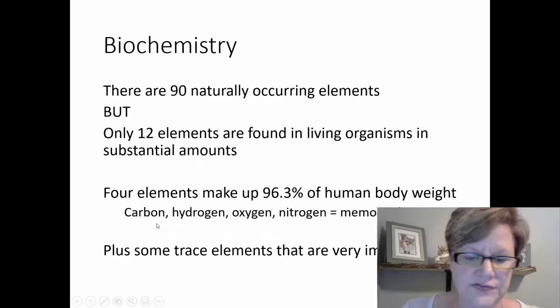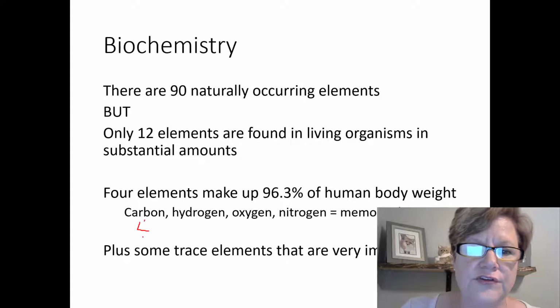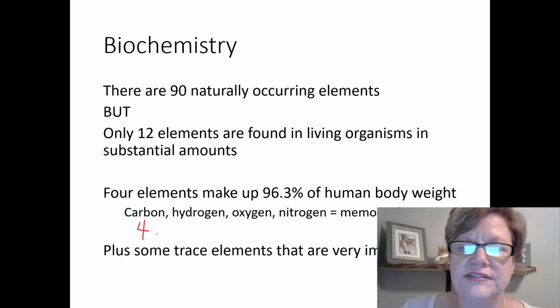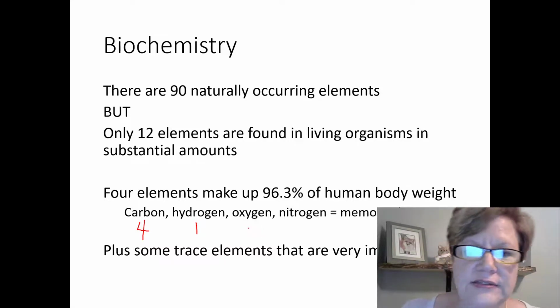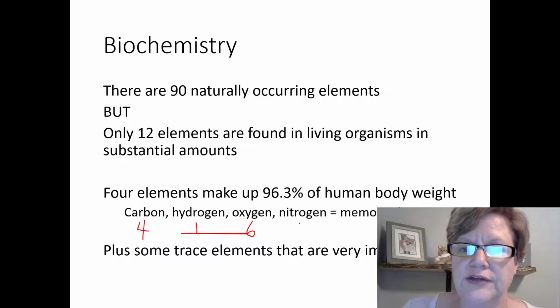Carbon has 4 electrons in its valence shell, sorry about my dog barking, and it wants 8, but it has 4. Hydrogen only has 1 electron, so it only has 1 electron in its valence shell, which is the first level. Oxygen has 6 electrons in its valence shell, so it's hoping to find 2 more. And nitrogen has 5 electrons in its valence shell.